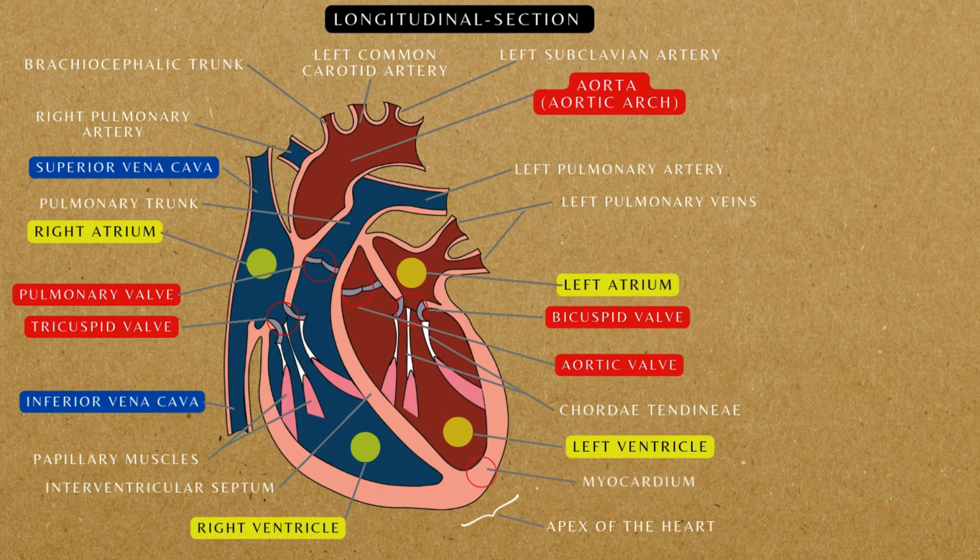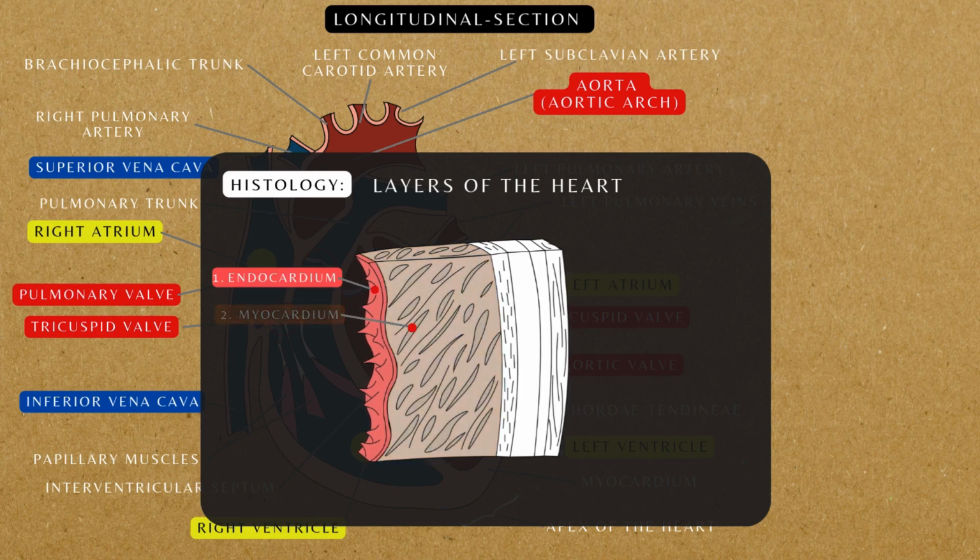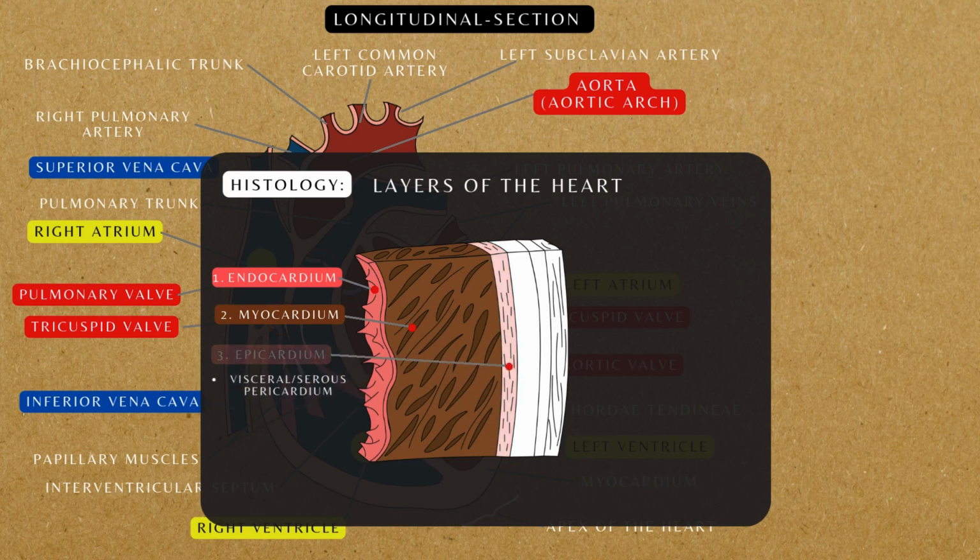A detailed look at the histological features of the heart wall reveals several important layers. Identify each from the most internal to the most external layer. First is the endocardium. The myocardium. This is the muscular layer. The epicardium, also called the visceral or serous pericardium. This is the innermost surface of the pericardial sac and is formed by mesothelial cells.